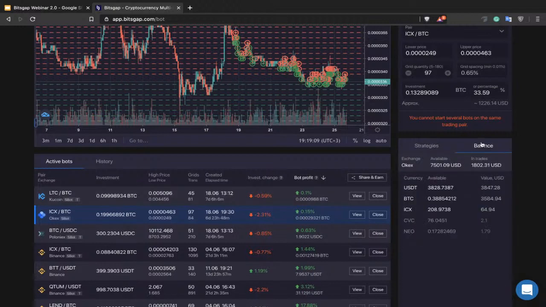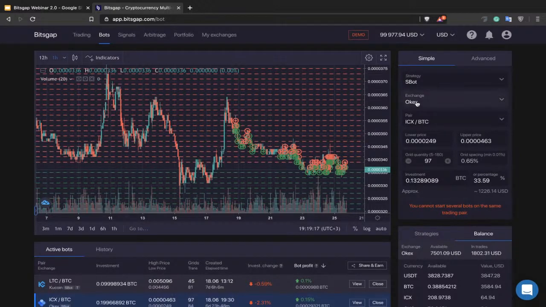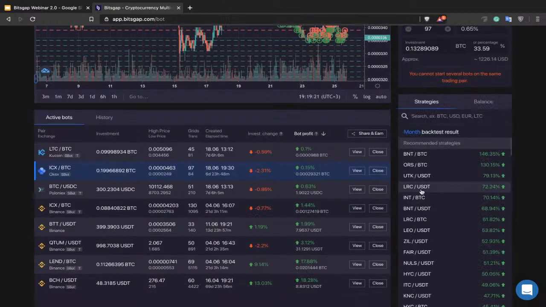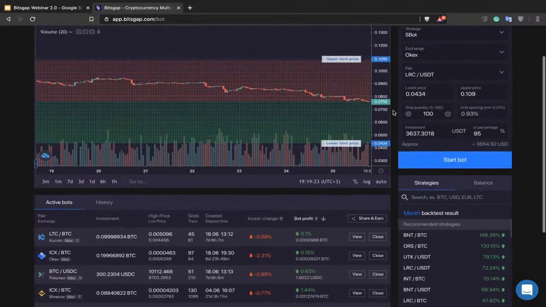Let me check first of all my balance. So here I have almost 4,000 USDT available and some BTC as well. That's OKEX exchange in this case. So let's trade LRC USDT.